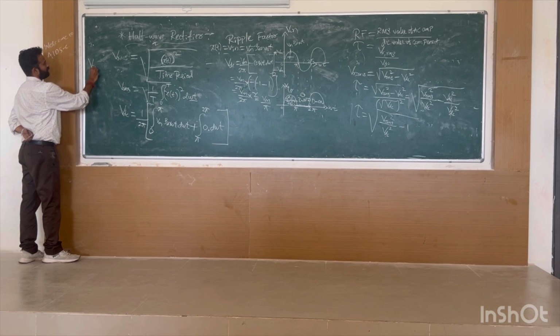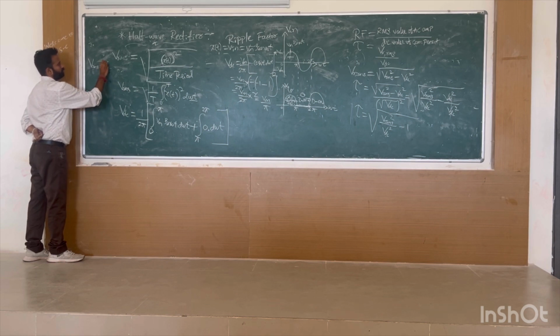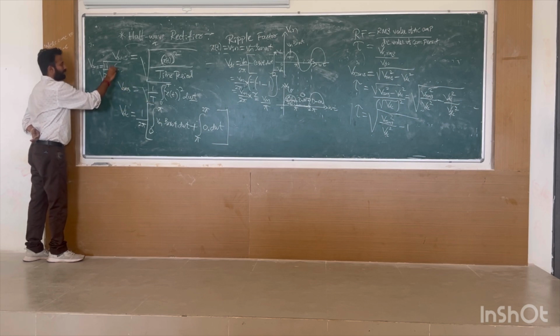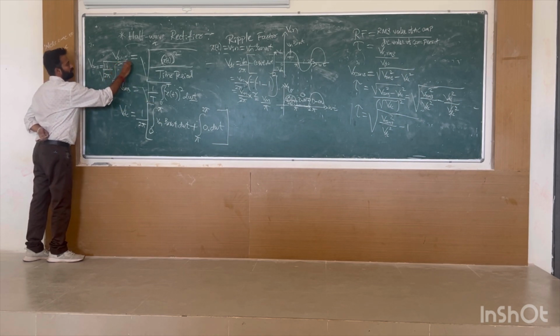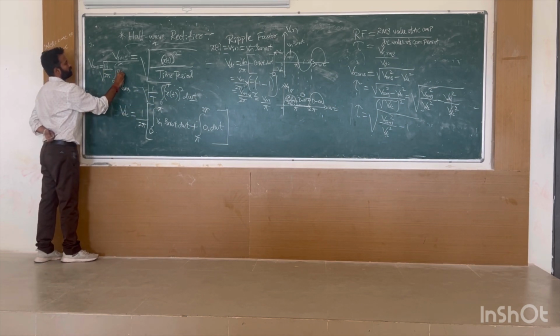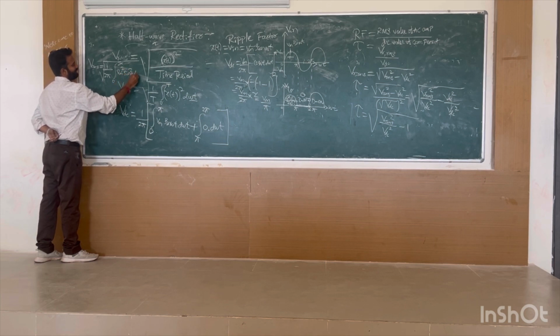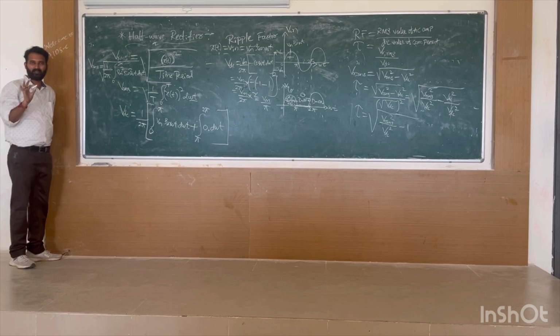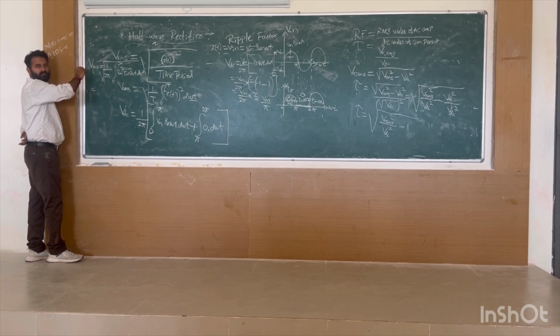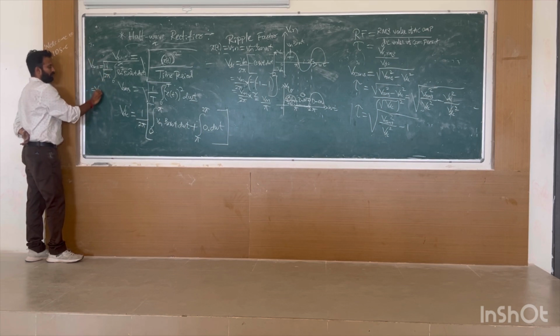Focus here. VRMS is equal to 1 by square root of, what is T here now? 2 pi. Good. T is 2 pi. Integration from 0 to 2 pi. What is x of t? Vm square sin square omega t d omega t. Clear? I will take Vm square outside, and outside of the square root also. It will become Vm.